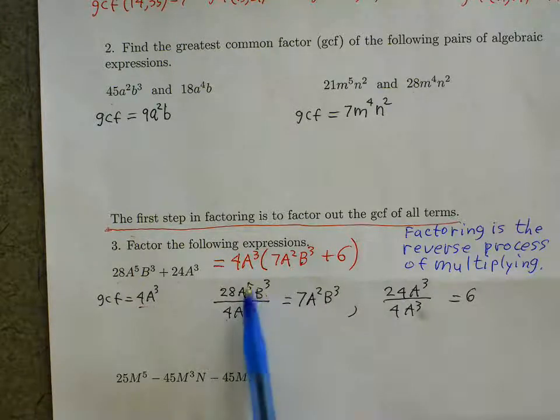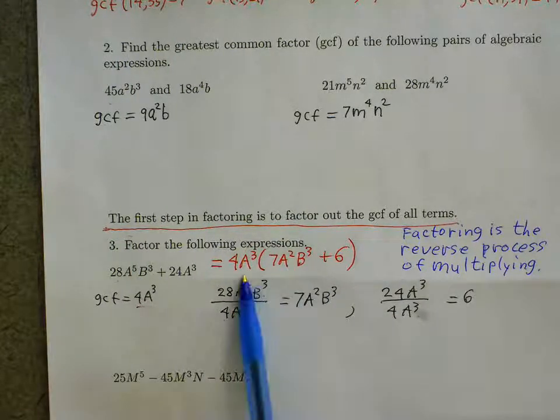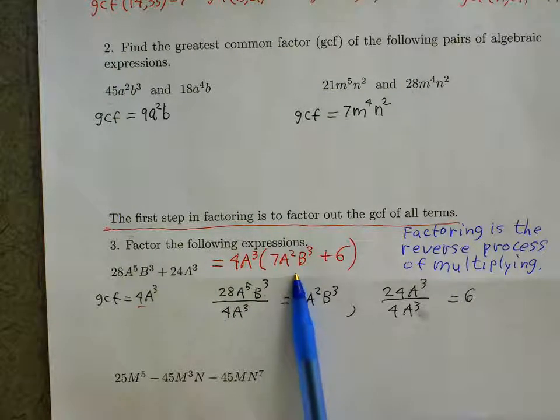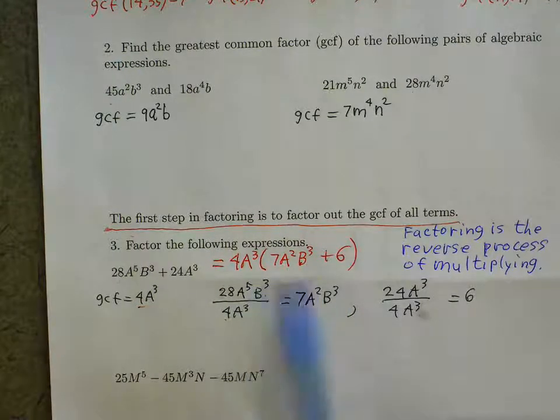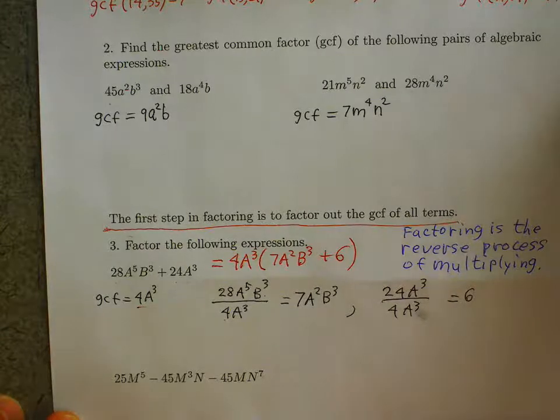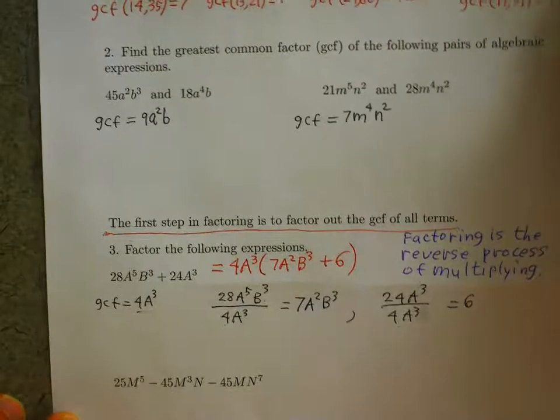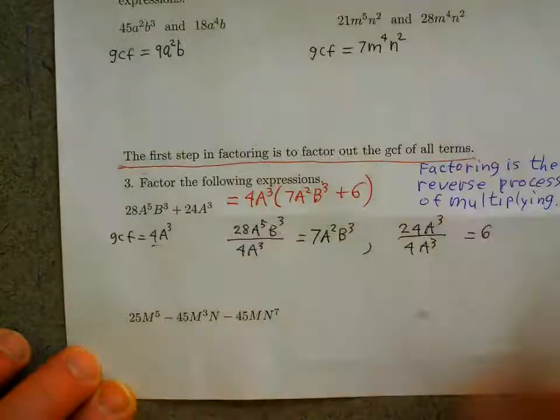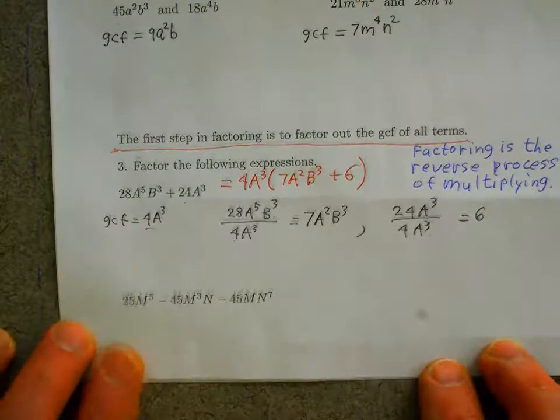Okay. Yesterday we talked about how to multiply polynomials. So yesterday we did things like this: 4a to the third times the quantity 7a to the second b to the third plus 6. When you multiply that out, you get this polynomial on the left. Okay, so that's all there is to it. Factoring is a little more difficult than multiplying, but you can always check by multiplying that you factored correctly.